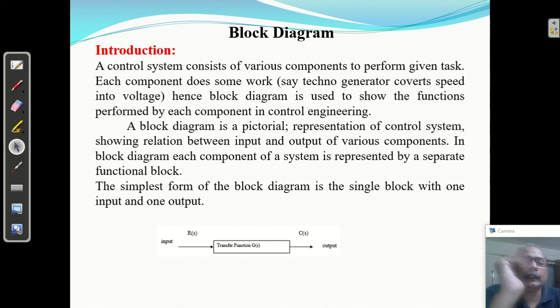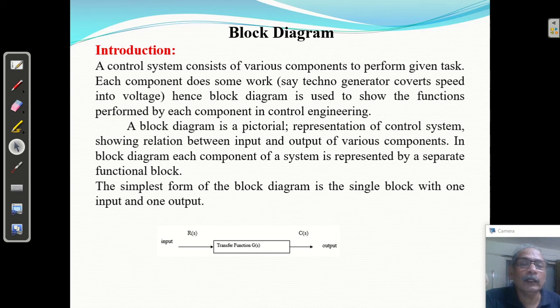For example, you have an induction motor and you want to run your induction motor at a constant speed. Clear? So what you will do, you will connect one tacho generator, and the tacho generator converts speed into voltage. So we will observe the voltage. Is it more than the set limit or less than the set limit? So you will take the feedback from the tacho generator, and it will generate the voltage.